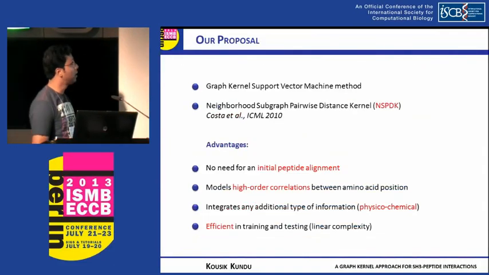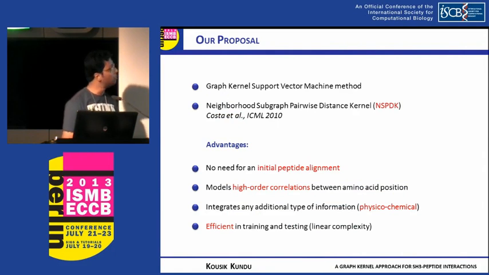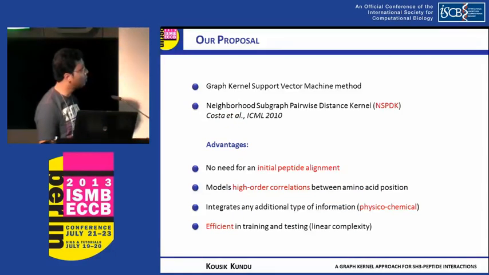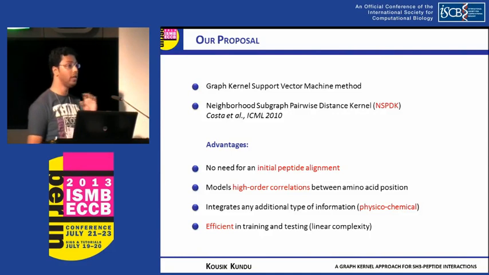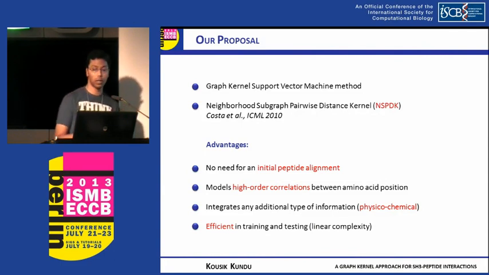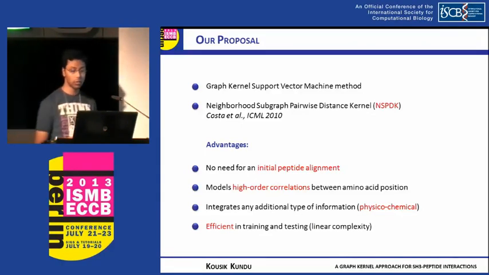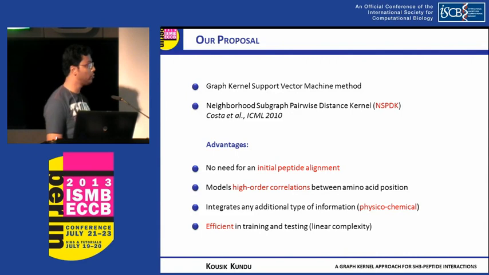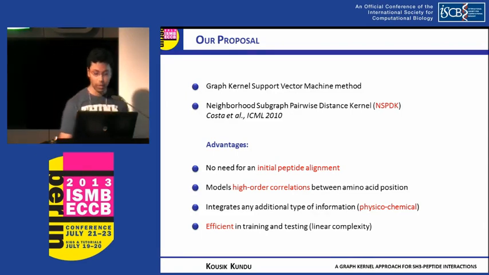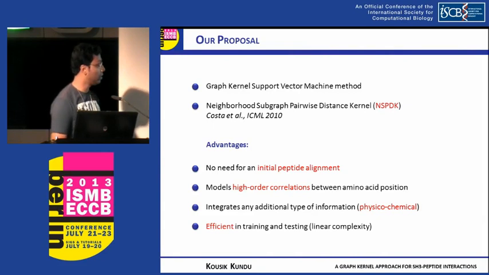So here we developed a graph kernel support vector machine approach based on the neighborhood subgraph pairwise distance kernel, or NSPDK, developed by Costa et al. Here are our advantages. We do not need an initial alignment of the peptides. Our method models higher order correlation between the amino acid positions. It also integrates any additional type of information. In our study, we use the physicochemical properties of the amino acids. And our method is also efficient in training and testing and has linear complexity.